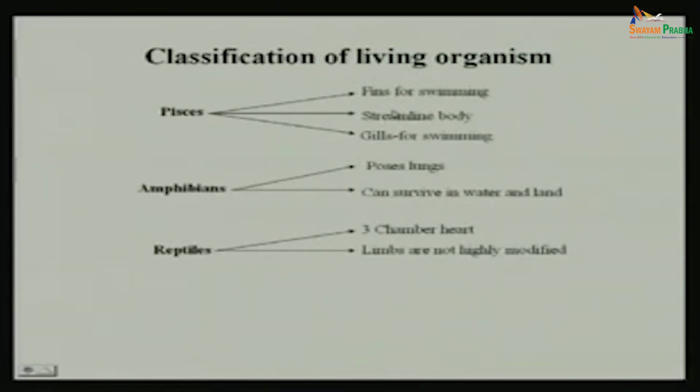Now, if we see a little more developed animals, they are called the amphibians. Amphibians can survive either in water or on land, and they possess lungs, and they also have a 3-chambered heart. Reptiles are those group of creatures which also have 3-chambered hearts. Their limbs are not highly modified.